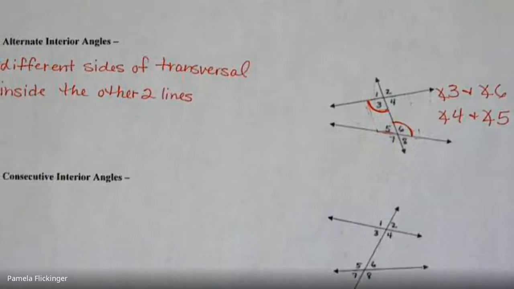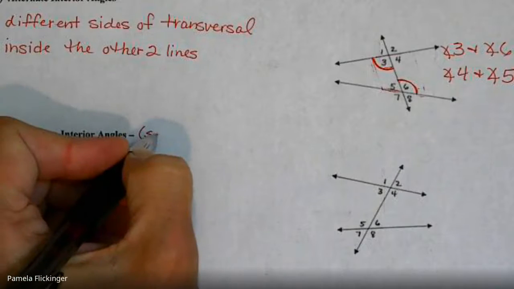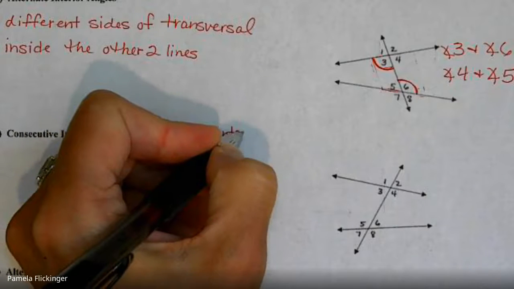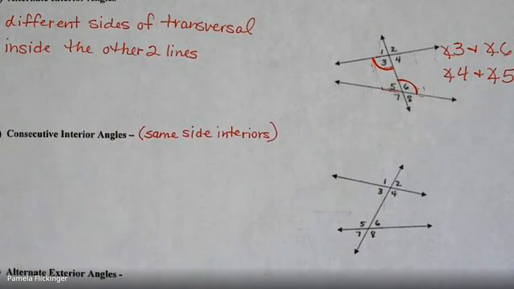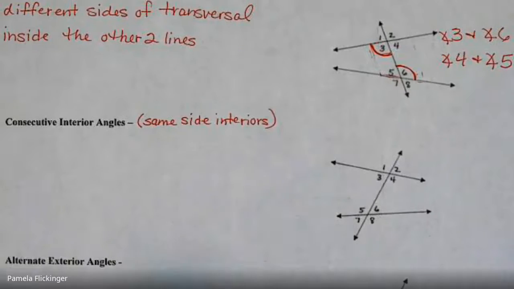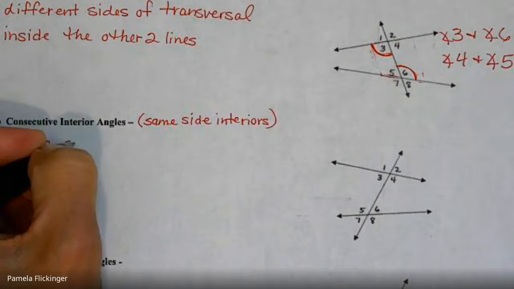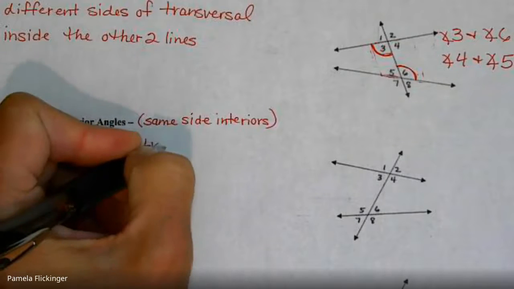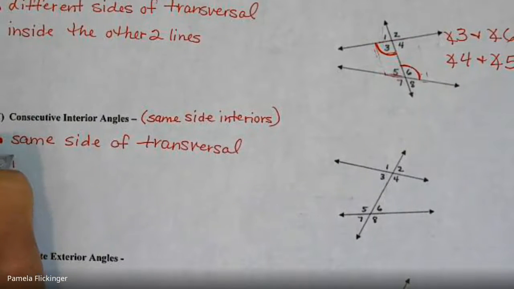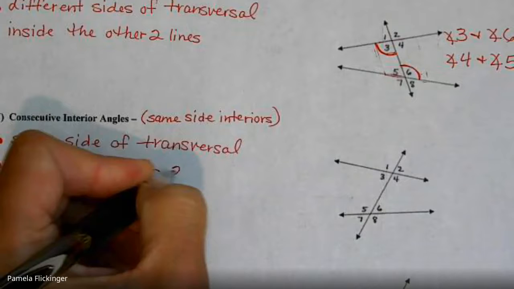The next angle relationship are called consecutive interior. You may also see them called same side interiors. I'll be using consecutive interior, but same side interiors sometimes shows up on some worksheets. Of course, consecutive interiors will be on the same side of the transversal. And the word interior again tells us they will be inside the other two lines.